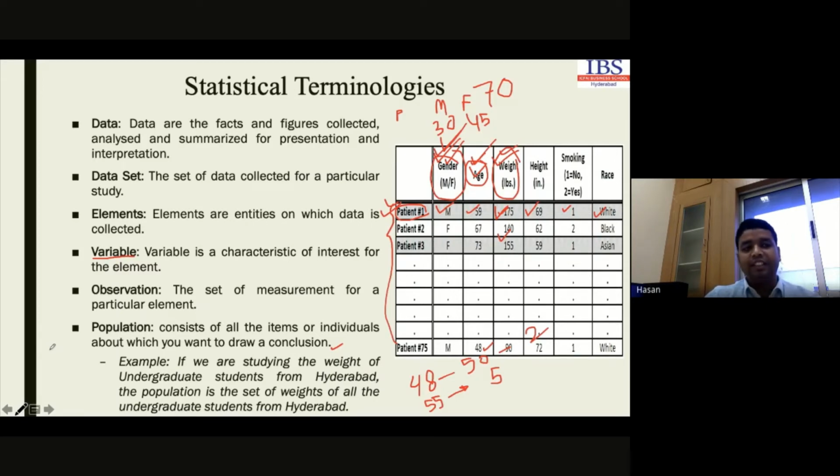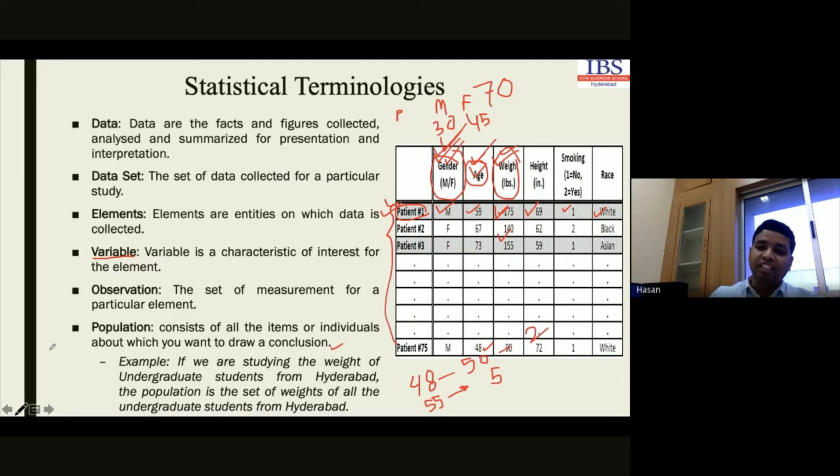Next one is element, the head under which we are going to get the data. This is called element. And variable, next one, this is the head whose value will vary, whose characteristics will vary. This is variable. Observation is our measurement. Whatever we are going to measure is our observation.